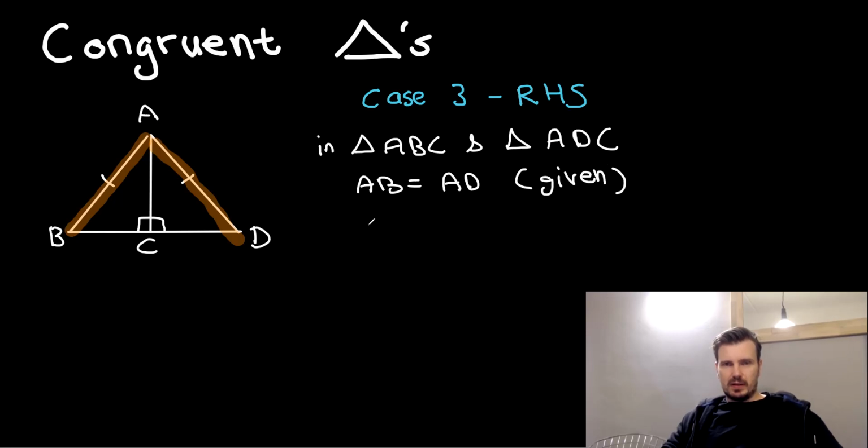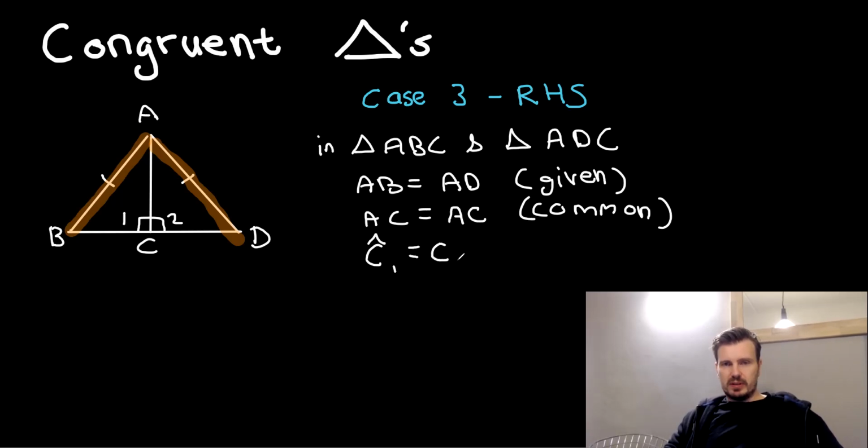AC equals AC. Yep. It's common. Nice. And then C1 equals C2, and it's given. Cool. So we know how to label them, so that's a good idea. Let's just do C1 and C2, so we get both options. Okay. And then we have to say equals 90. Oh yeah, okay, cool.